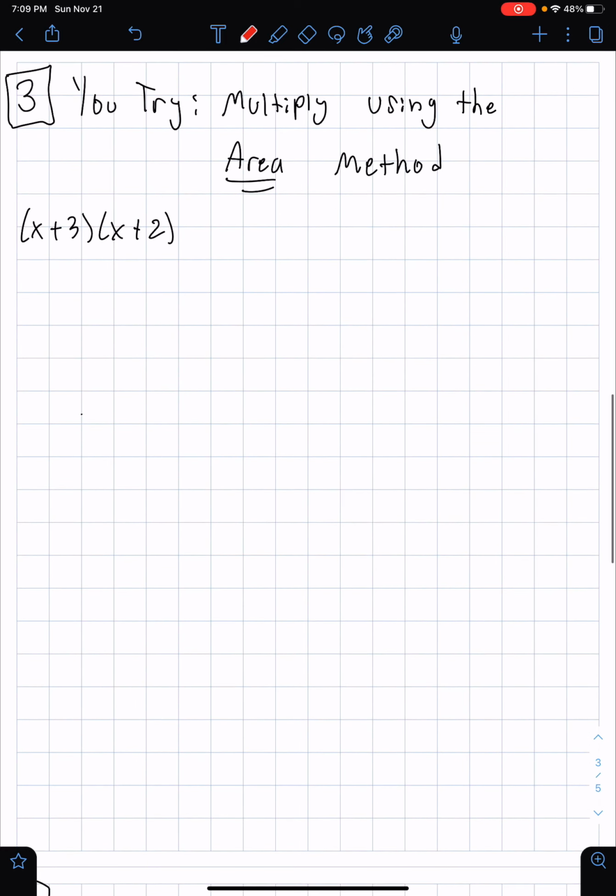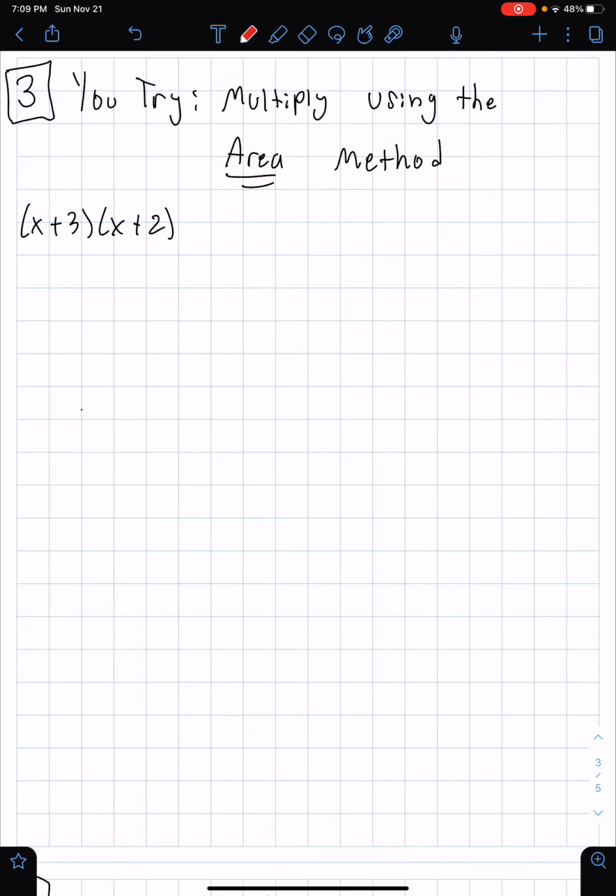So now you guys try multiplying using the area method we learned to multiply x plus 3 times x plus 2.